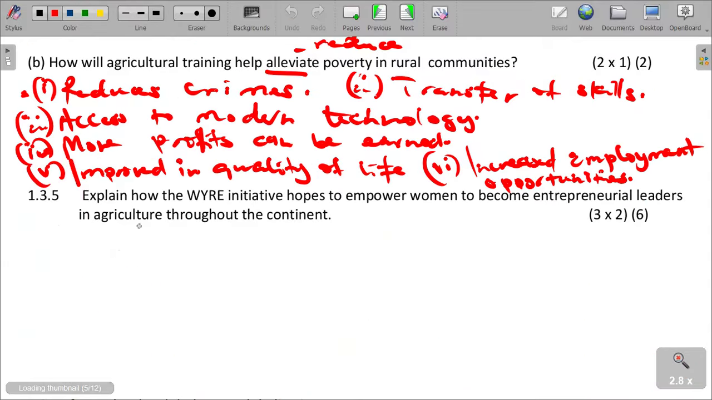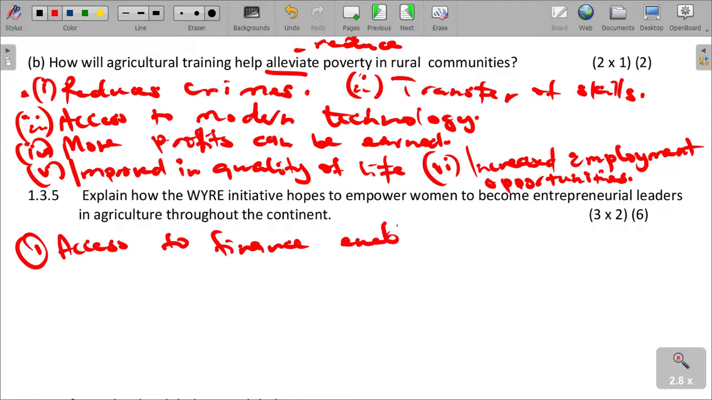So what we need to look at is that access to finance helps the acquisition of inputs, and we can say access to finance enables buying of agricultural inputs.